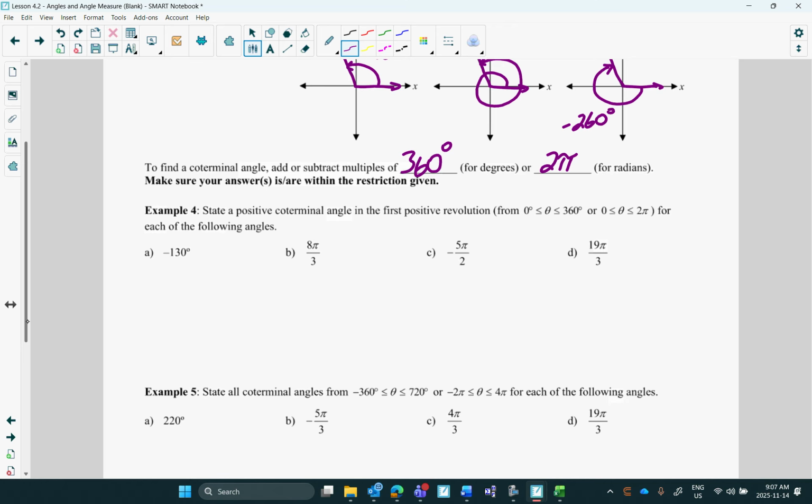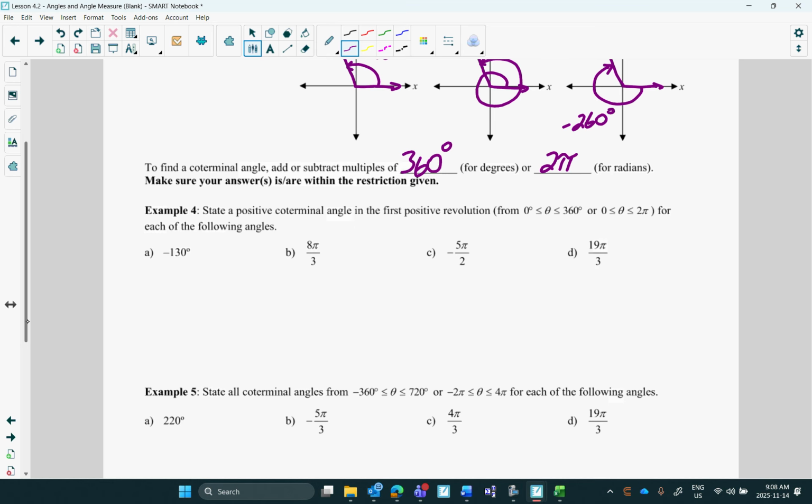So I want to find coterminal angles to these. One's in degrees, the other 3 are in radians, that are between 0 and 360 degrees, or in radians between 0 radians and 2 pi. These are the same. Between 0 and 1 revolution of the circle.